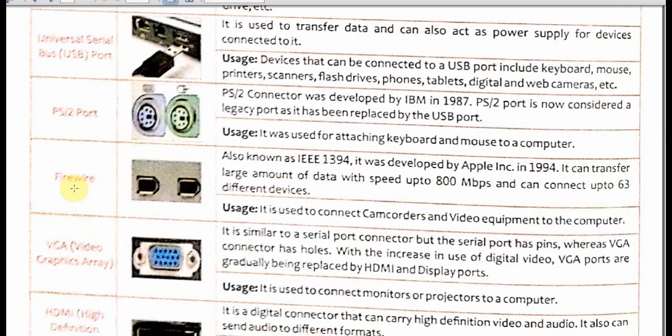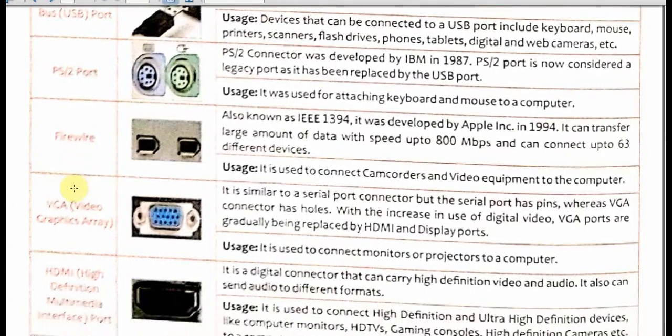Next one is Firewire. It is also known as IEEE 1394 port. It was developed by Apple, and it transmits data at a very high speed. It is used in camcorders and Apple computers like MacBook Pro.